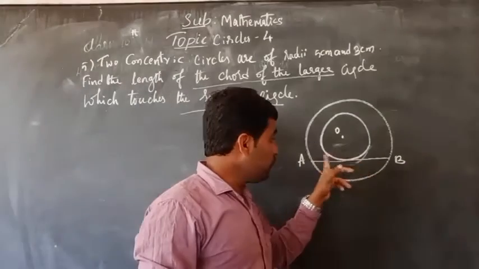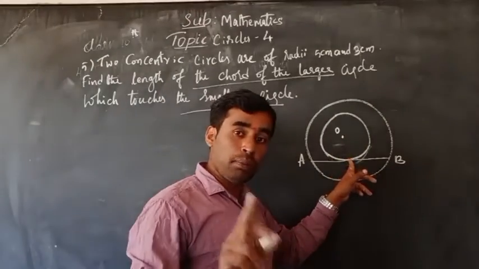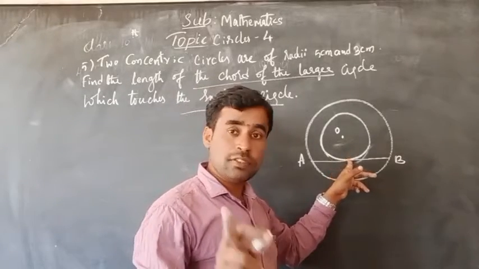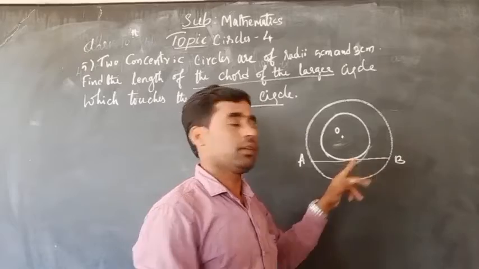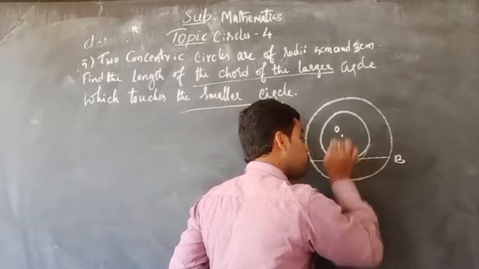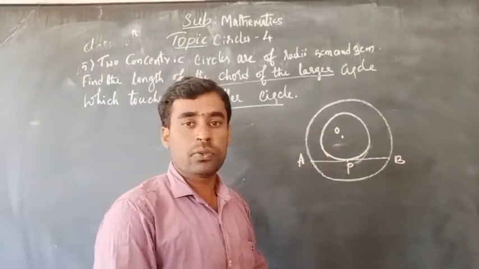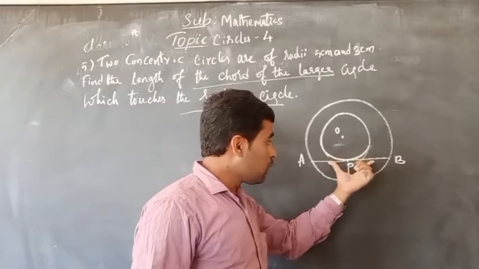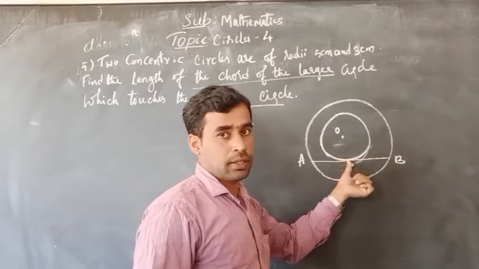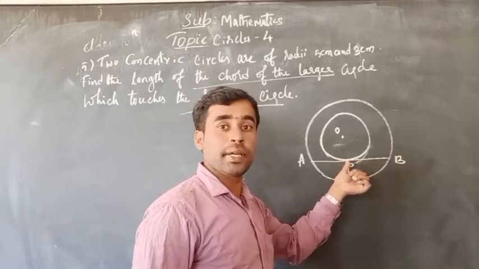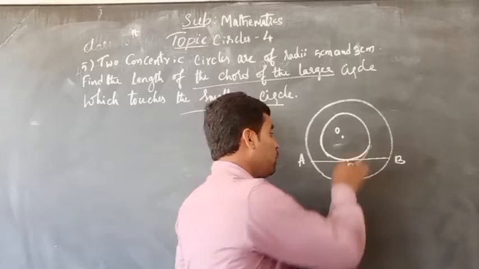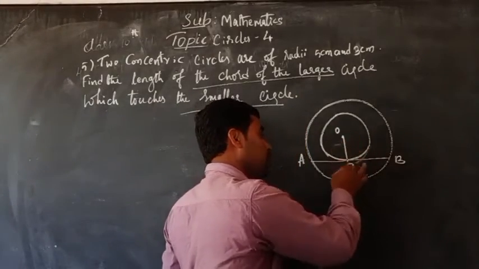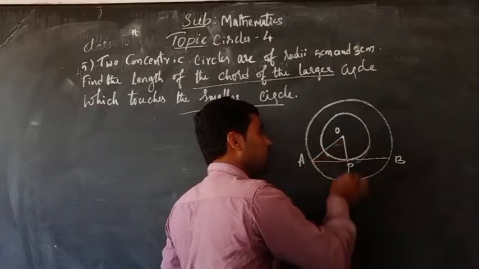A line which touches the circle at one point is what you call a tangent of a circle, because it touches the circle at only one point. Here I'll take the point as P. Is it clear, students? Here AB is the chord of the larger circle and this chord touches the smaller circle at one point. Here that point I have taken is P. Now I'll draw OP. OP is the radius and OA is another radius.